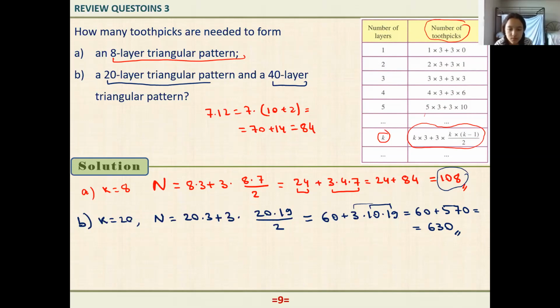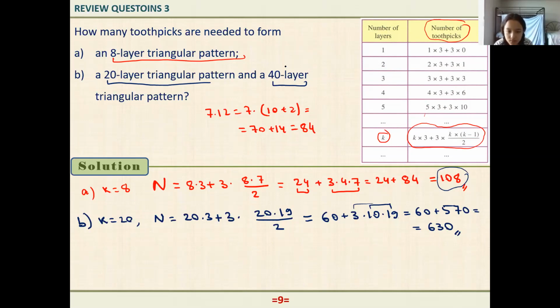So to make a 20-layer triangular pattern, we have to use 630 toothpicks. It's huge, right? We need to use a lot. And this is how architects or engineers calculate when they're building a house. For example, to build a house, they need iron, cement, beams, and bricks, right? And they make this kind of calculation. Anyway, just a similar thing.